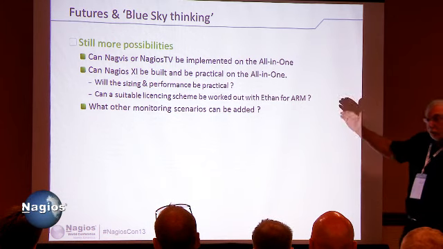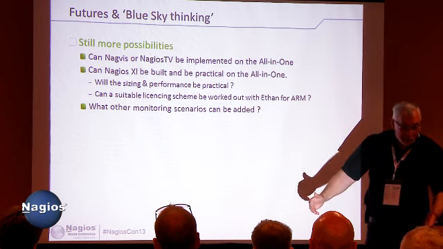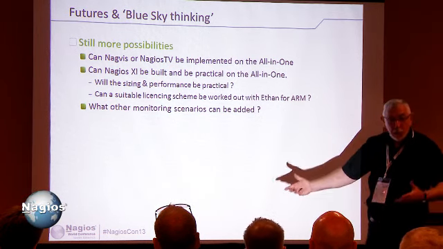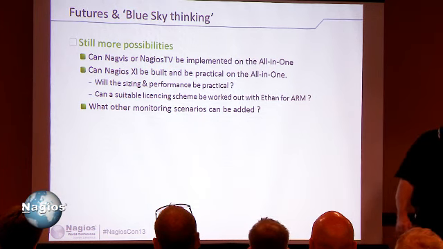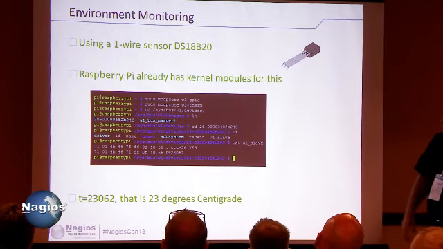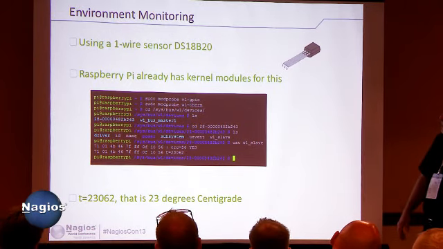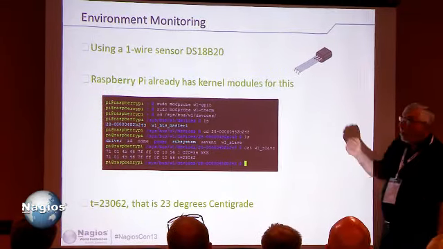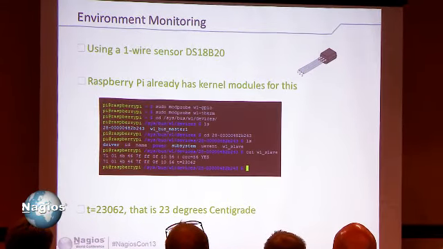And what other monitoring scenarios, what other things can I do? Do I need to worry about doors opening, windows opening, it raining outside, so I need to get the washing in? What is it that I might need to do? Well, environment monitoring. Ooh. This really amuses me. It's a one-wire sensor. Yeah, I know, I can count as well. 1, 2, 3. It's good, but it's already there.